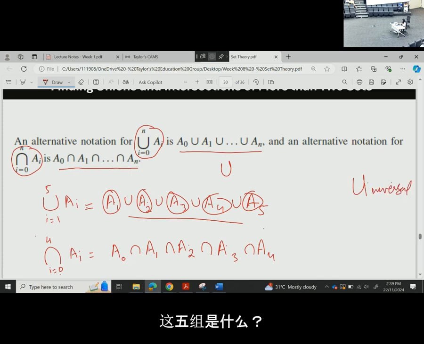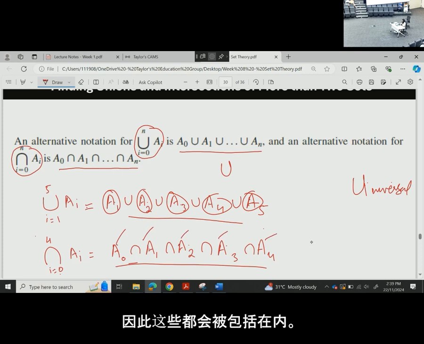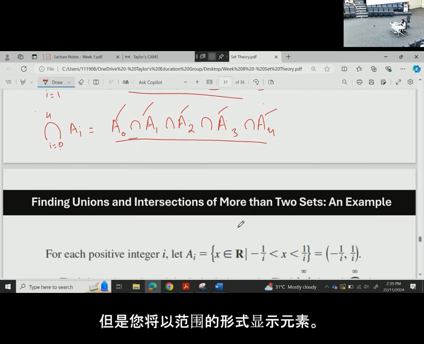And what is the rule for the elements? What elements will be included in the intersection of these 5 sets? The elements that are shared between all of these sets. Okay, so those will be included. Again, you will show the range. Okay, so you can use interval notation as well, the concept from there, but you will show the elements in the form of a range.